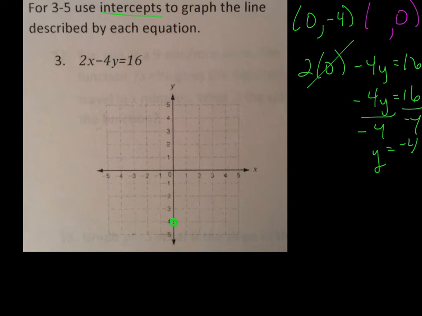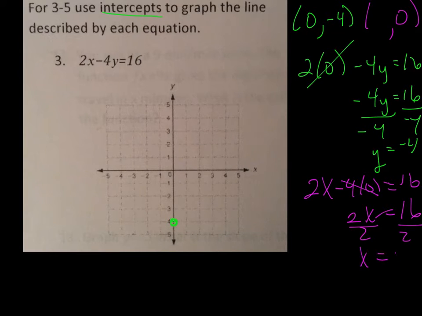Now, I'm going to do the next one and plug in 0 for y. So I get 2x minus 4 times 0 equals 16. That's gone. I'm left with 2x equals 16. Now, I know that you will be able to just look at that and go x is 8, but you have to show your work. So x is equal to 8 right here.